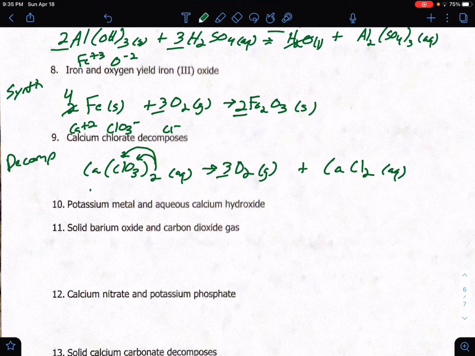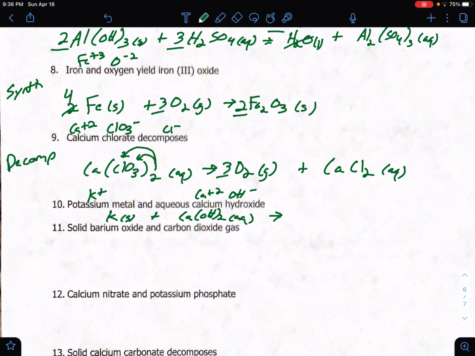Potassium metal, so K, and aqueous calcium hydroxide, so Ca(OH)2. Okay, so I'm going to write small on this one. I don't know why I did that charge; I don't need that in there. So K, which is a solid, plus aqueous calcium hydroxide, so this is Ca(OH)2, that's aqueous.